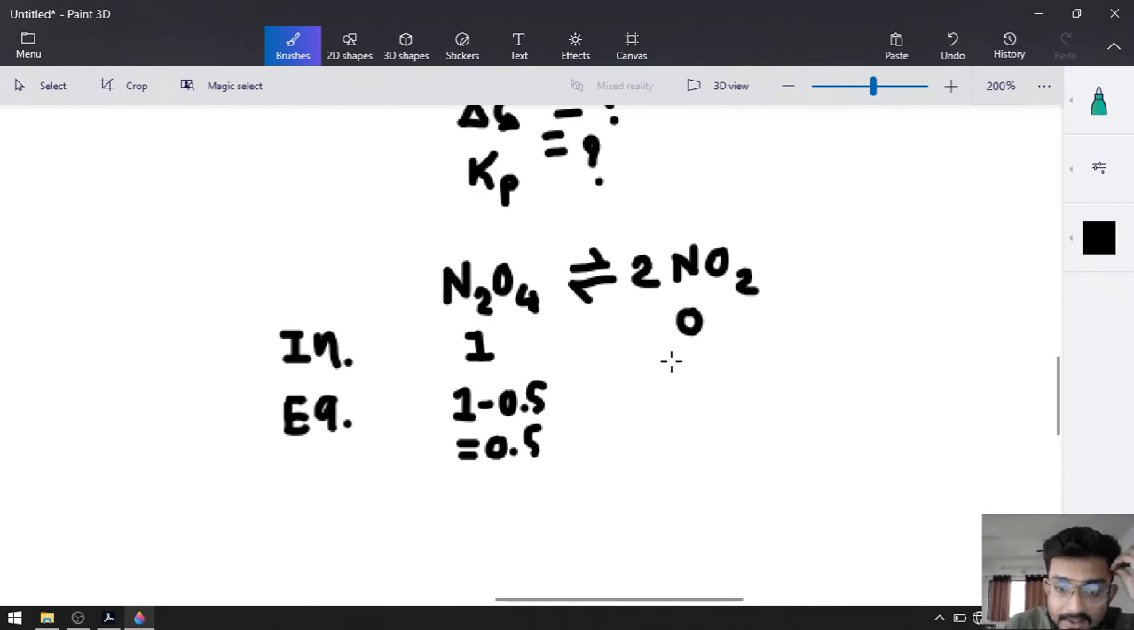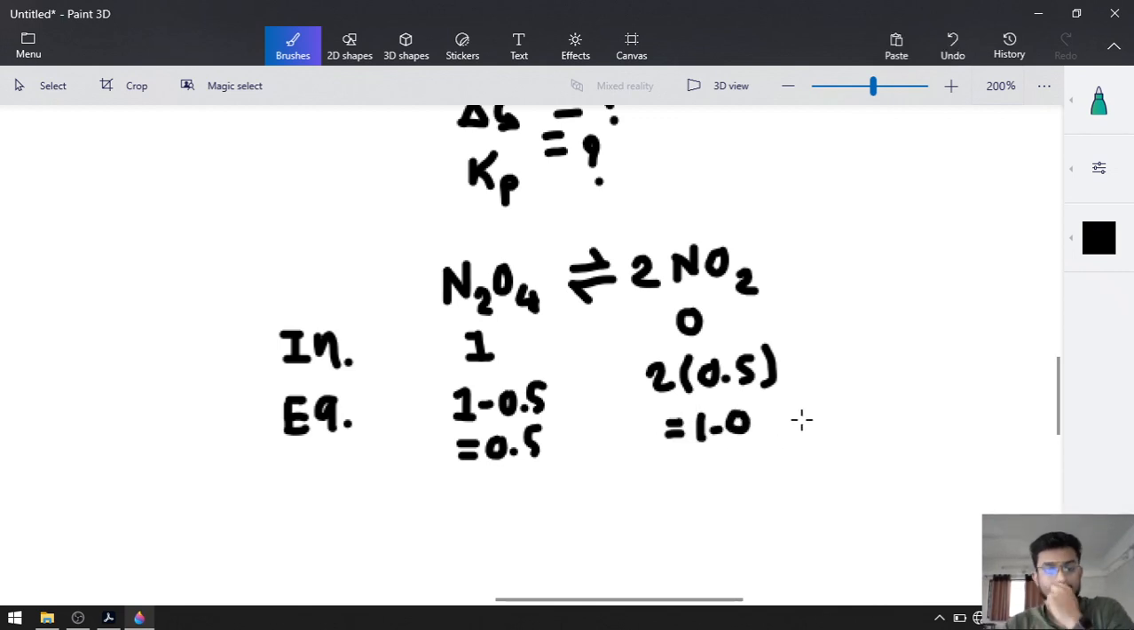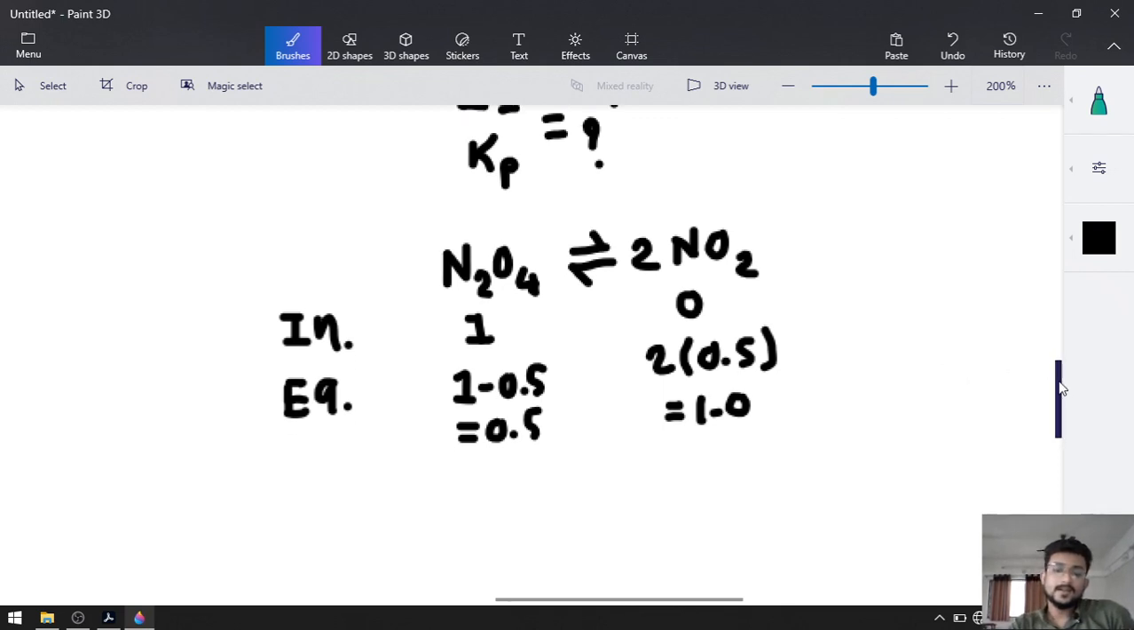Now there are 2 moles of NO2, so double NO2 will be produced. If 0.5 is released by N2O4, double product will be produced, because 2 moles are there. That's why mole of NO2 will be 1.0.